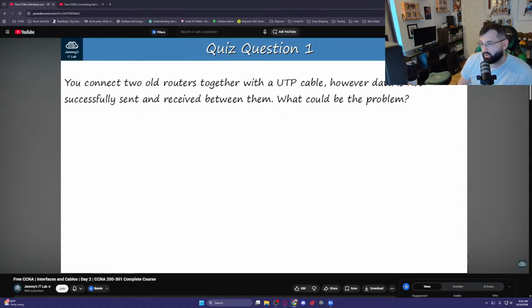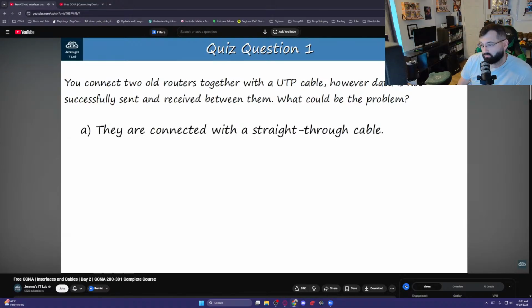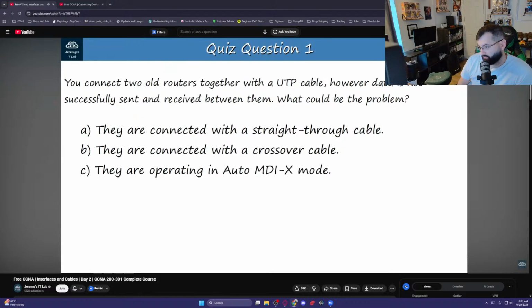Quiz question 1. All right, here we go. You connect two old routers together with a UTP cable. However, data is not successfully sent and received between them. What could be the problem? A. They are connected with a straight-through cable. B. They are connected with a crossover cable. Or C. They are operating in auto MDIX mode. Pause the video to think about your answer.